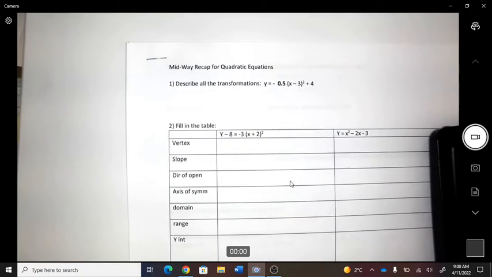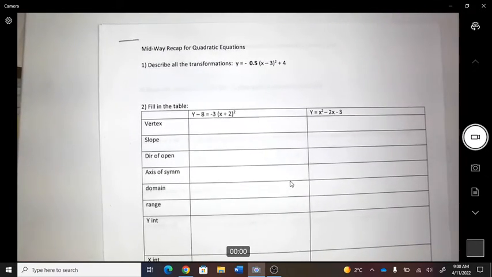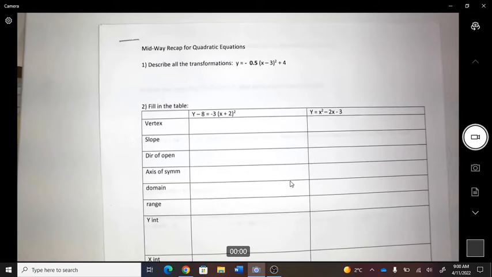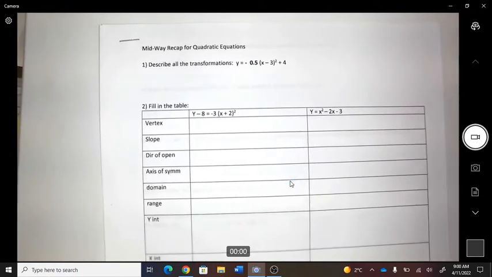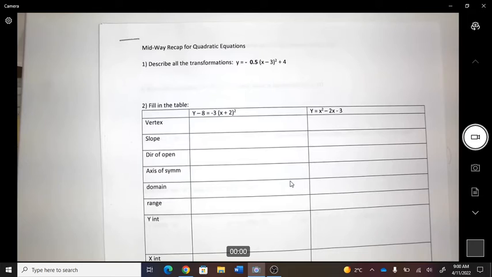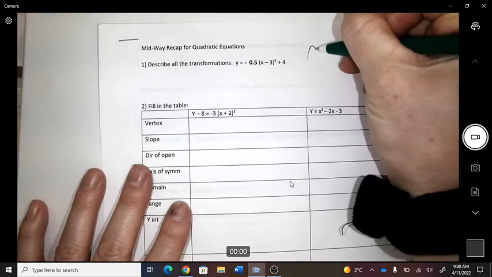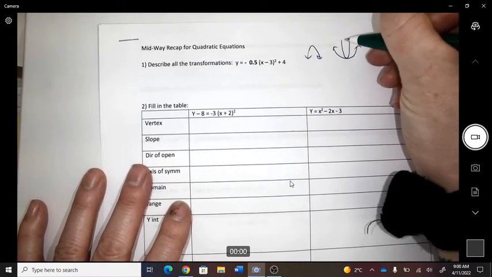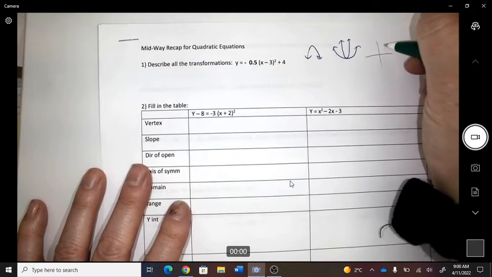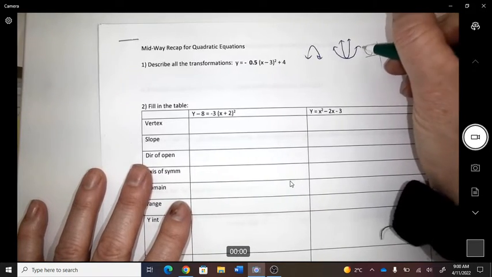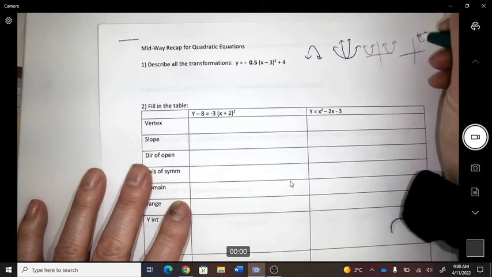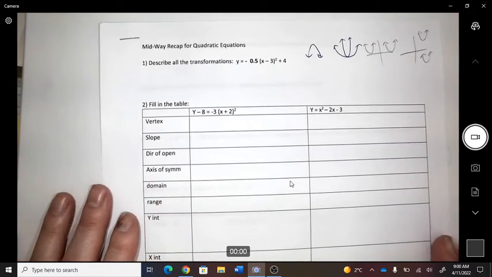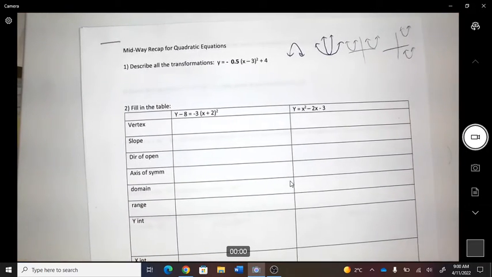Okay, so question 1, describe all the transformations. So what has happened to this? We're going to be using words like it flips, it narrows, it widens. So I'll just draw some things that could happen. It could do this, it could go wide, it could go narrow, it could move right or left, it could move up or down, those kinds of things. Okay, so that's what I'm looking for.